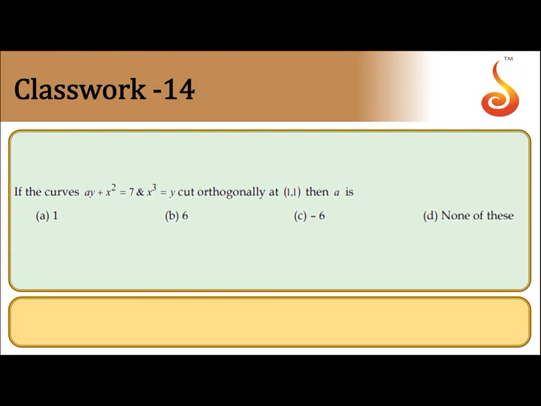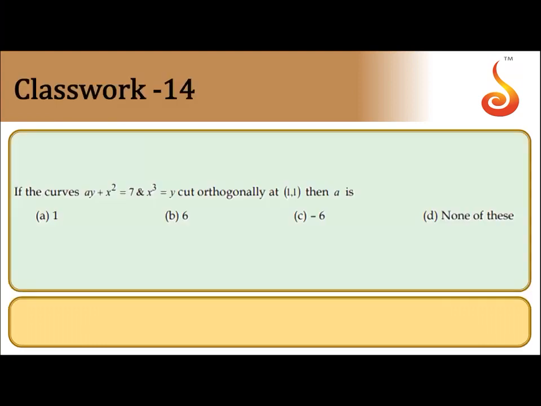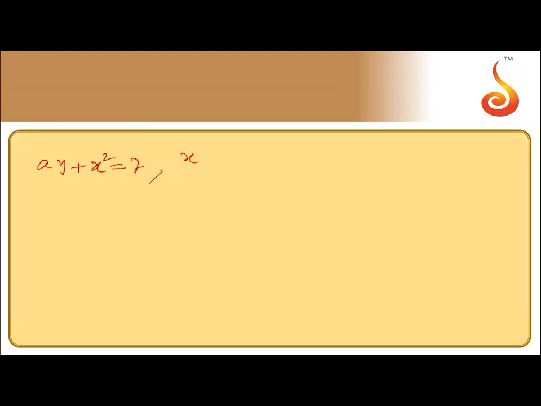Coming to next one. Two curves are given to you which cut each other orthogonally at point 1, 1. Cut each other orthogonally means the angle between them is 90 degrees, and the product of slopes is minus 1. First one, ay plus x square is equal to 7. Second curve, y is equal to x cube. Both of them intersect at right angles at 1 comma 1.